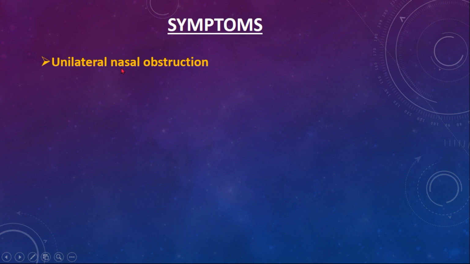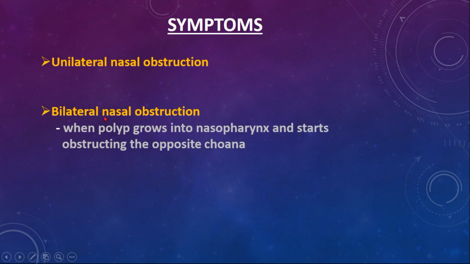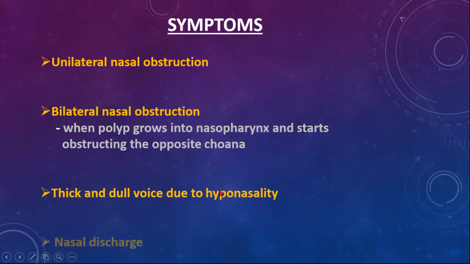First one is unilateral nasal obstruction, because it is only limited to a single side. Bilateral nasal obstruction occurs when the polyp grows into the nasopharynx and starts obstructing the opposite choana. That's the only reason when bilateral nasal obstruction is present. And the third one is thick and dull voice due to hyponasality. And the last one is nasal discharge.